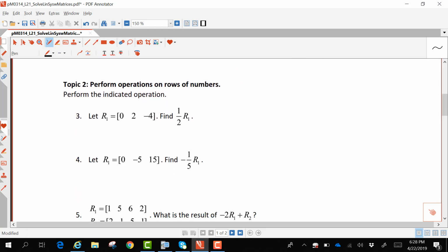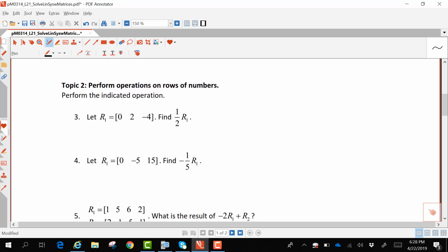Let's move down to perform some operations on a matrix, which really we're going to only perform on one row at a time. Looking at number 3, it asks us to find 1/2 of R1. In other words, this would be row 1 of a matrix. To take 1/2 of it means to take 1/2 of the 0, which is 0, 1/2 of 2, which is 1, and 1/2 of -4, which is -2, and that would be equal to 1/2 row 1.